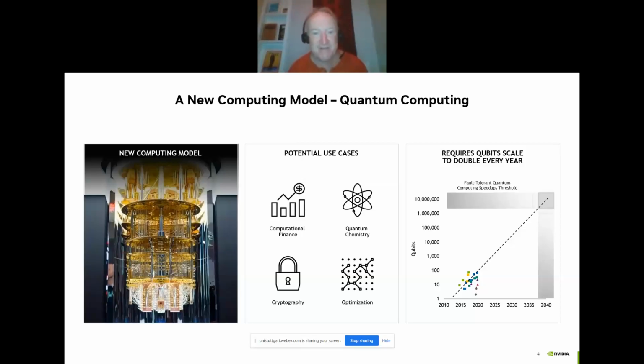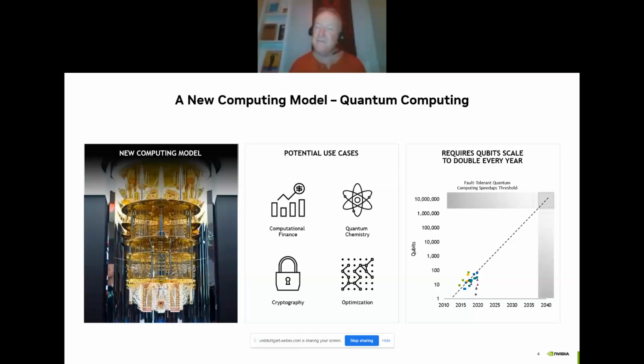As you might imagine, potential use cases: finance, fortunes are made and lost based on seconds of analysis in the world's markets. So any kind of computational advantage to driving finance is, of course, of interest. Healthcare, quantum chemistry, the potential for finding new drug discovery.